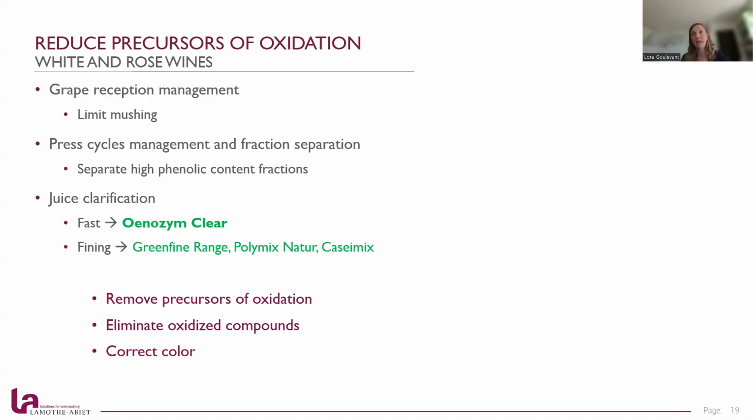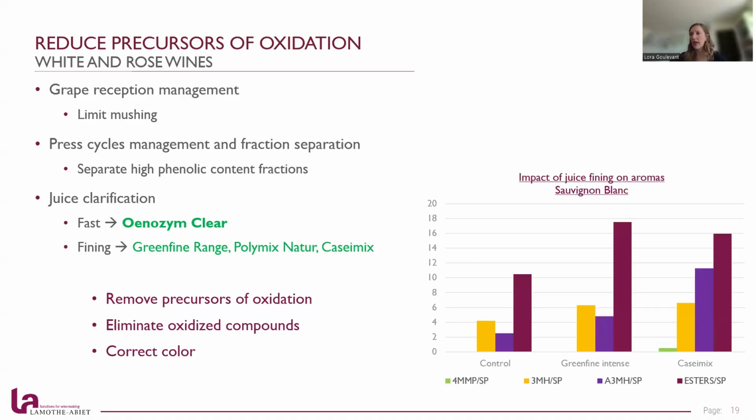So we have pea protein, fining agents containing PVPP. PVPP is also very good to treat oxidation, but pea protein too, casein mix, etc. Here we have a graph showing that using a fining agent not only protects your grapes and juice from oxidation, but also preserves the aromas, because a fining agent will remove any molecules that could then oxidize the aromas. So here we have the 4-MMP, 3-MH, A3-MH, which are the main thiols, and the amount of esters.